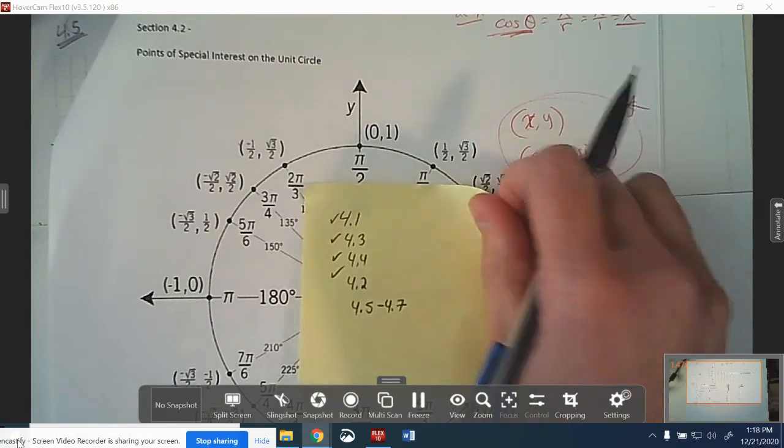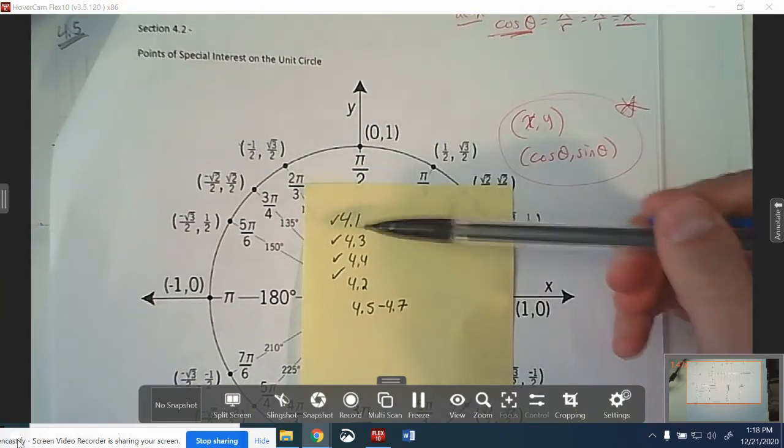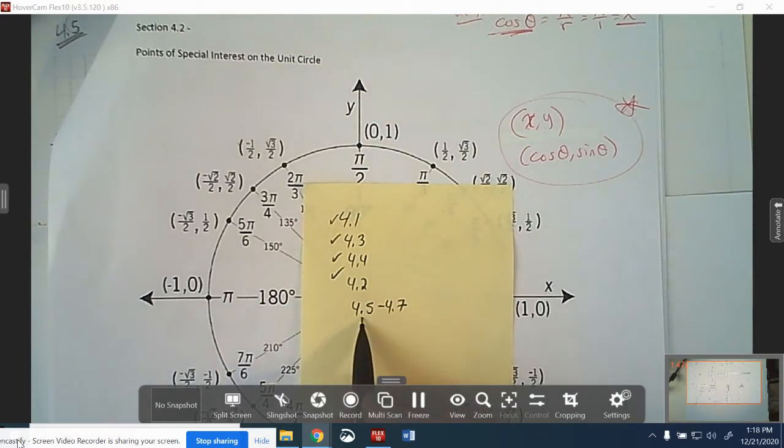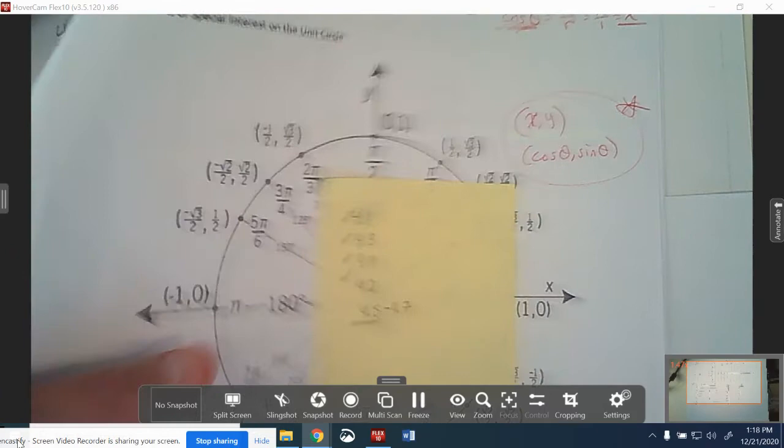Just to let you know where we've been and where we're headed, in chapter 4, we've completed these sections. And where we're going next is we're starting section 4.5 today. We're going to do section 4.5, 4.6, and 4.7 in order. That'll take us pretty much until the end of January. All right, so let's begin.